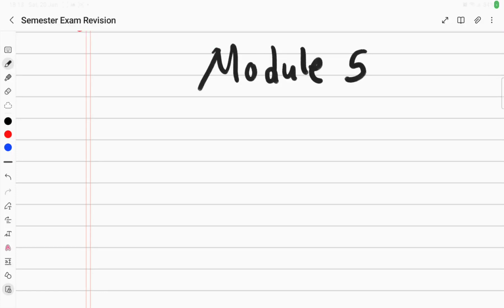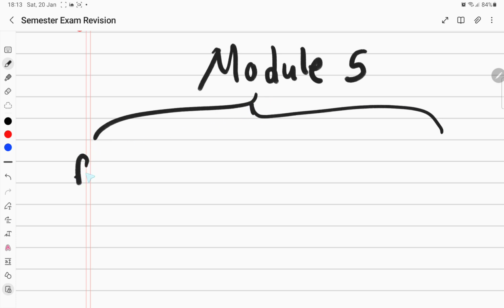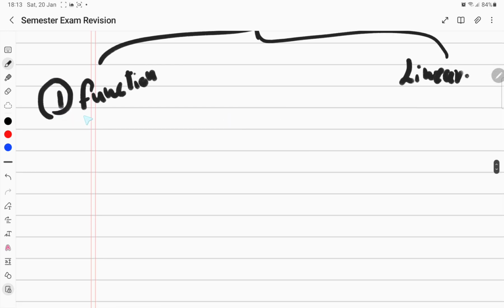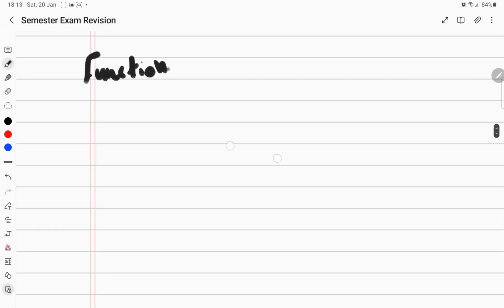Second part of our revision for module 5. Actually, module 5 is divided into two parts: telling whether the equation is a function or not, and telling if it is linear or not. Let's start with number 1, which is function or not a function.